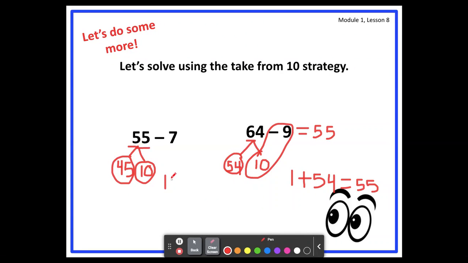Now we want to subtract 10 minus 7, which equals 3. And lastly, we want to bring those numbers down, which is 3, plus the number that's left over, 45. 3 plus 45, we can count up. 45 plus 3 more equals 48. So 55 minus 7 equals 48.